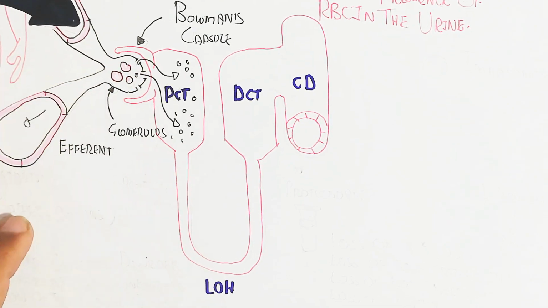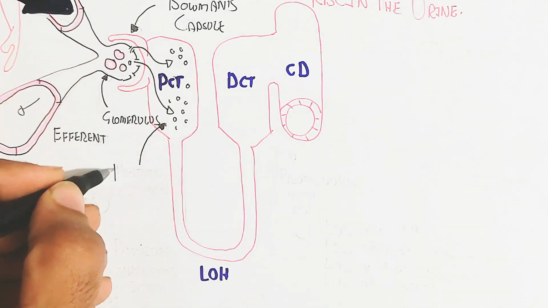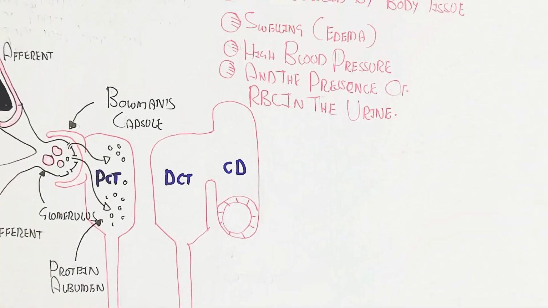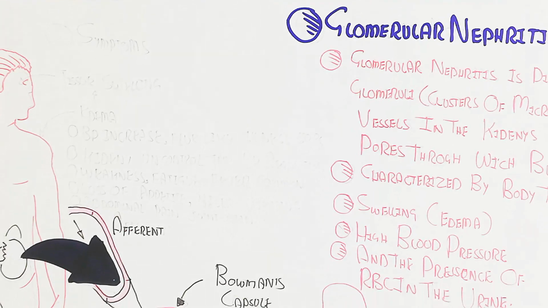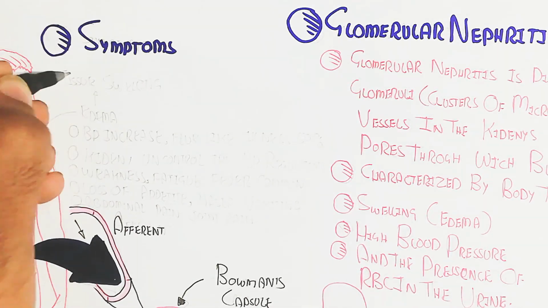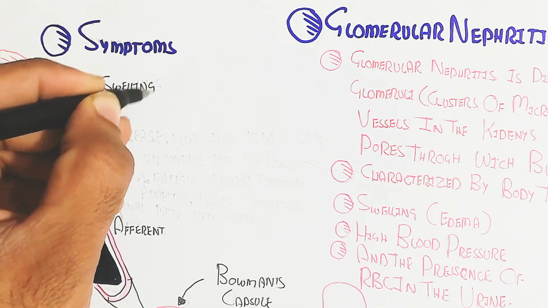So these are the pores that lead to loss of protein, and this lost protein will not be reabsorbed, and in this way protein-containing urine formation will occur. The major symptoms are tissue swelling and edema.